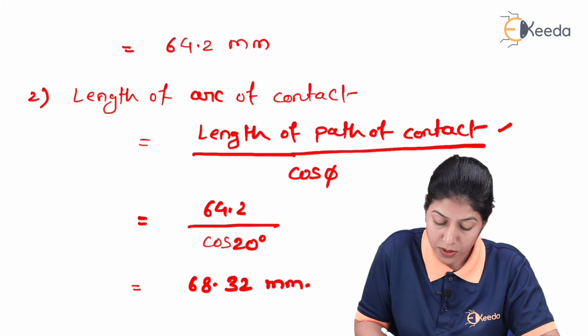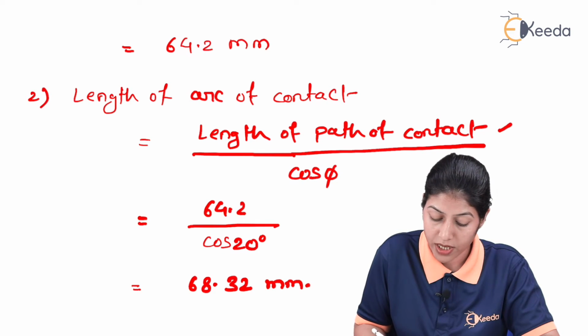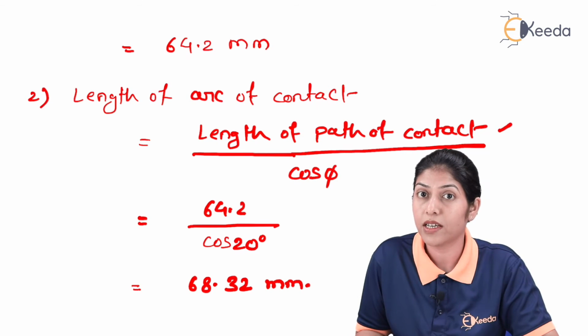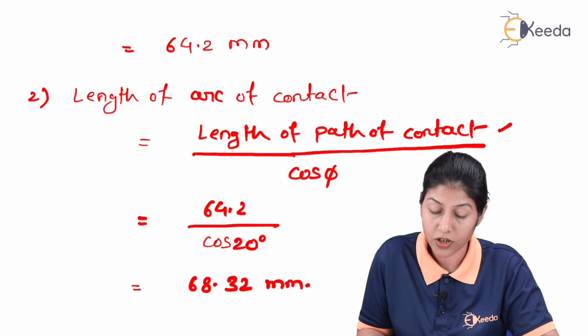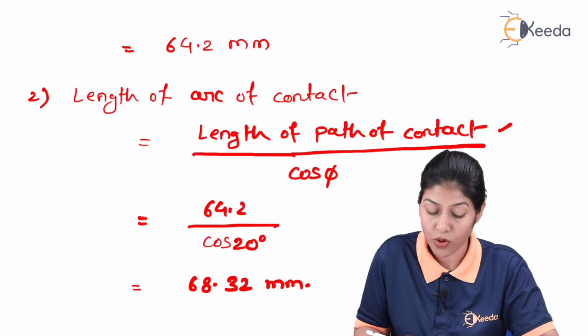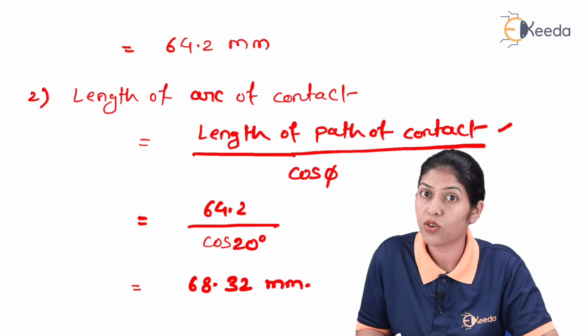And as per the concept or as per the diagram, we can say the length of arc of contact will be greater than the length of path of contact, because length of path of contact is a straight line and for length of arc of contact, from the same point we consider the length of the arc.